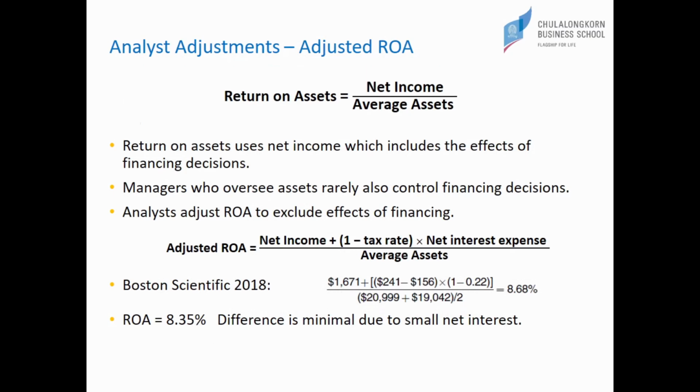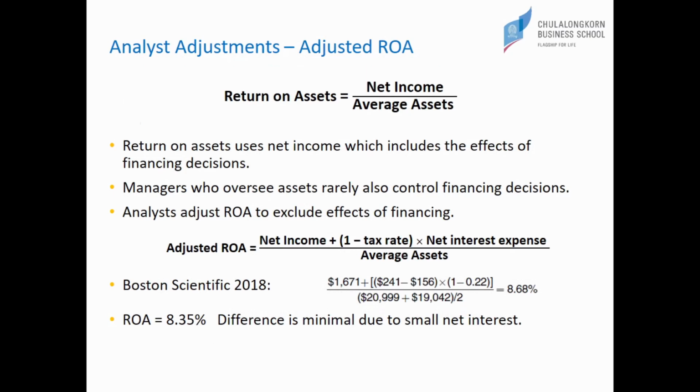So we want to reduce and get rid of the effect of this financing decision. Therefore, analysts often adjust ROA to exclude the effect of financing. So what they do is, on the numerator, from net income, you add this net interest expense multiplied by 1 minus the tax rate, and you just divide by the average asset. By doing so, you get rid of the effect from the financing. You add back this amount that is attributable to the financing position.